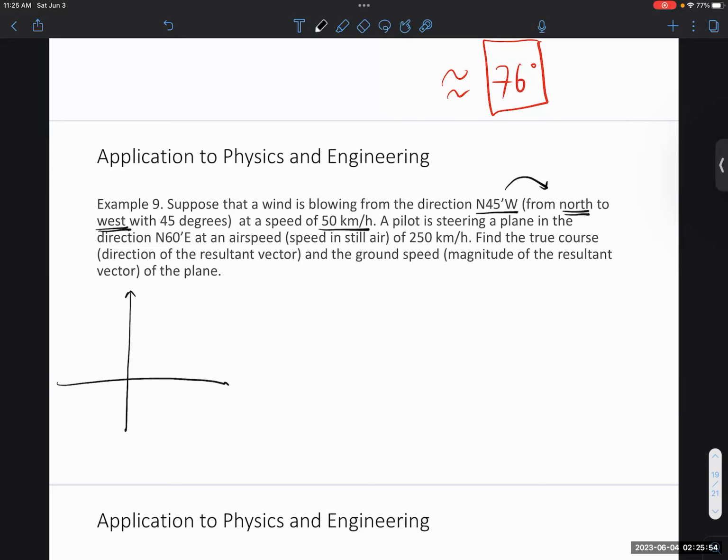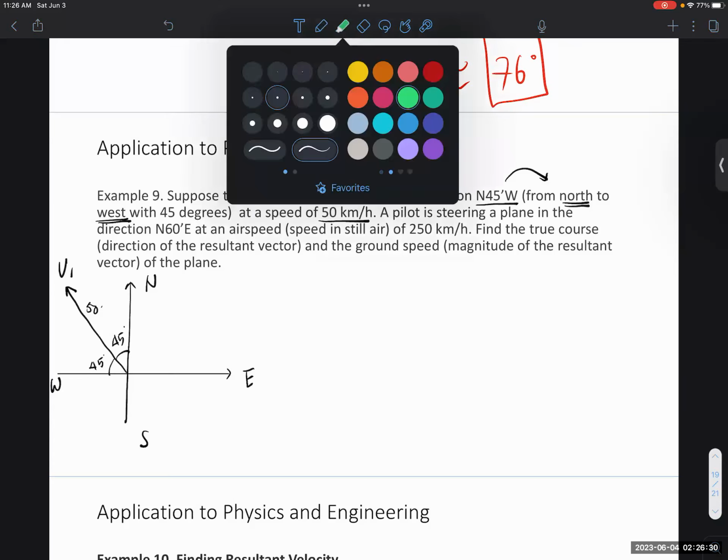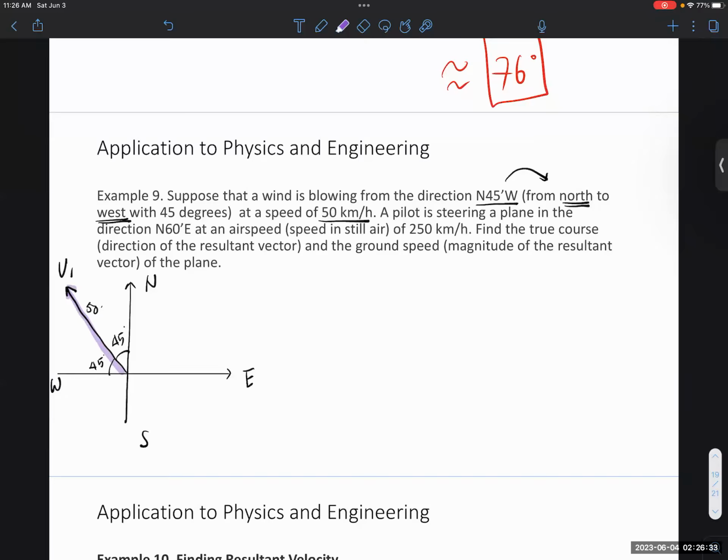If you draw the image, this is east, west, north, and south. So you have vector 1 at 45 degrees. We have 45 from north to west, so this is the 45, and therefore this is also 45. The magnitude is 50. Let's say this is vector 1. I'm going to change the color.